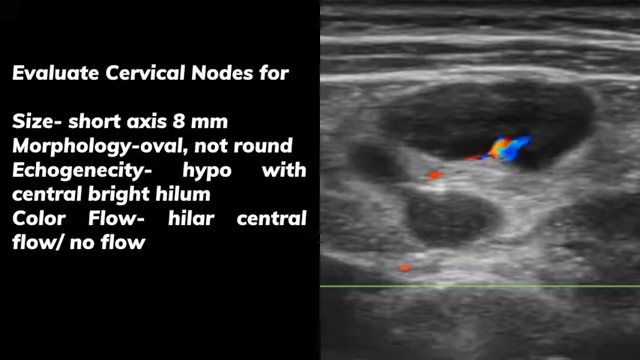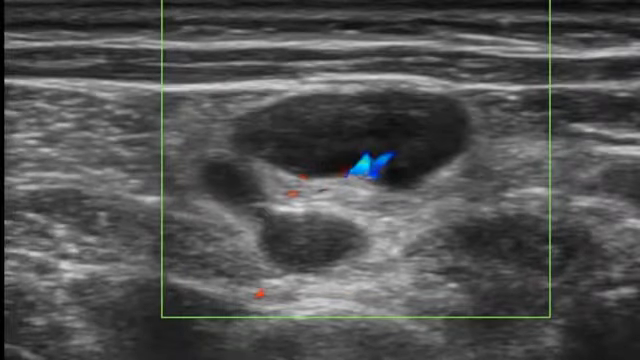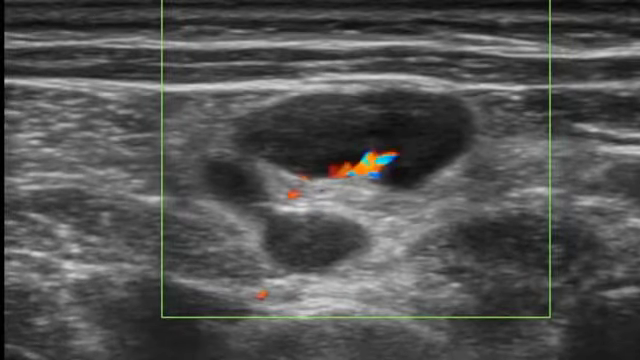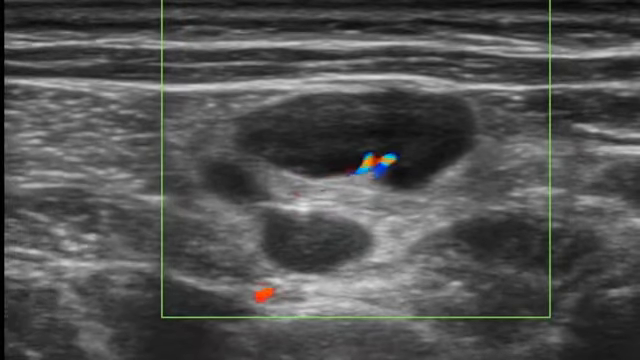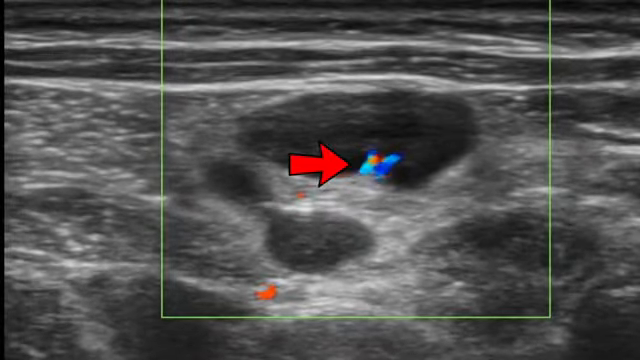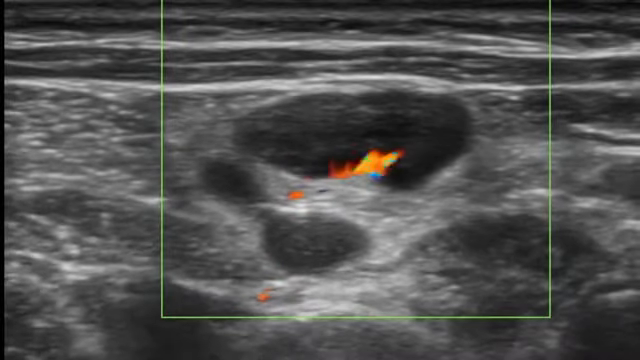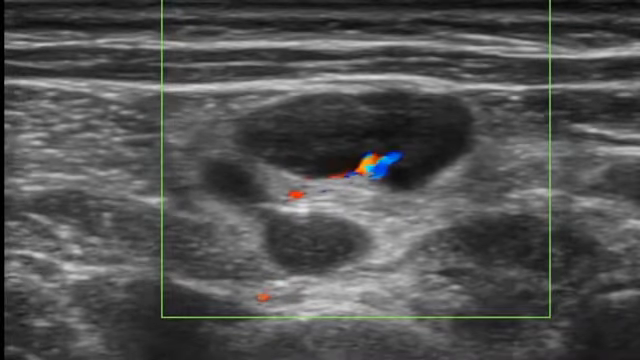We look at the morphology of the node. Now the node, as you can see here, is a classic cervical lymph node. This has to be oval and usually not round. We look at the echogenicity. It should be uniformly hypoechoic and it has a central bright hilum. On that central bright hilum, if you put on color, you will see hilar central flow. We can see a small little artery here as well as the vein exiting out. So this node has all characteristics of a normal lymph node.